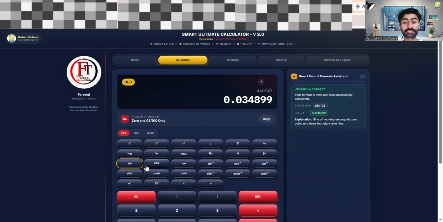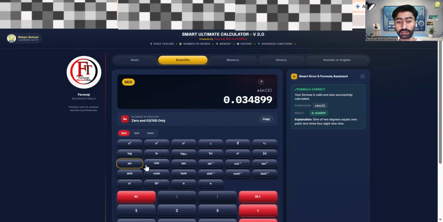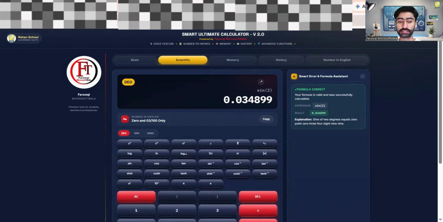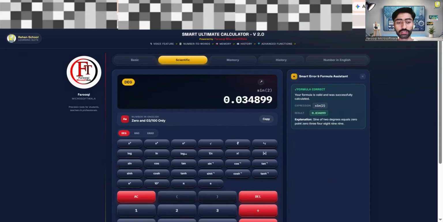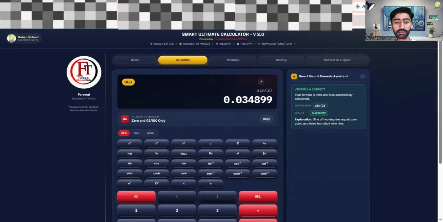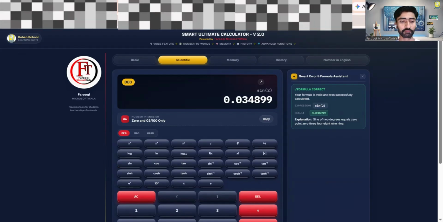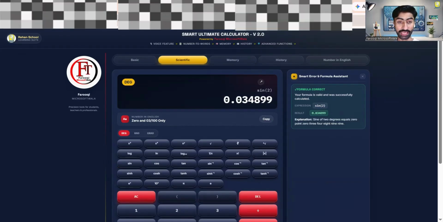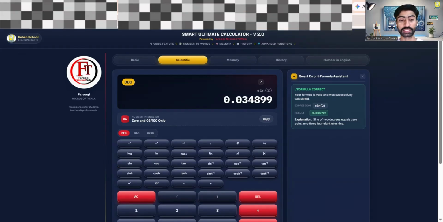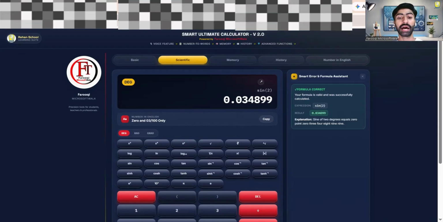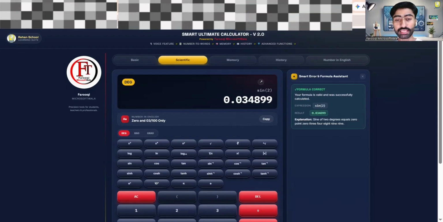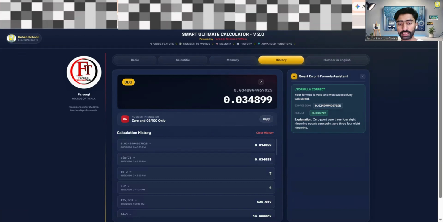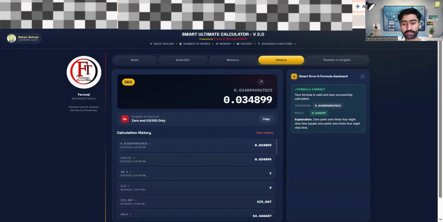Now the next function of this calculator is memory. So let's see how it performs. Now let's talk about the memory feature. The memory feature allows us to store important calculation results and use them again later. For example, if my calculation gives me the result 25, I can store this value in the memory. Now you can see the next option is history.